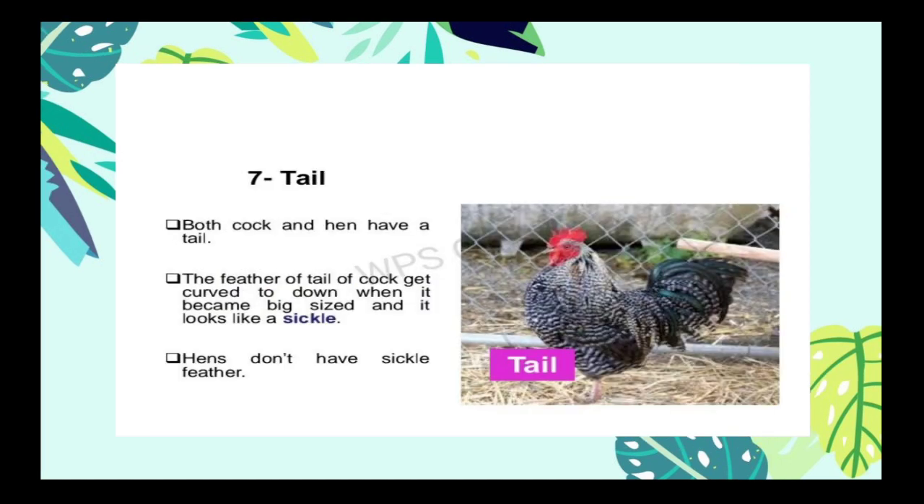7. Tails or buntut. Cock has tail. The feathers of the tail of a cock get curved down when it becomes big size and it looks like a sickle. Hens don't have sickle feathers.